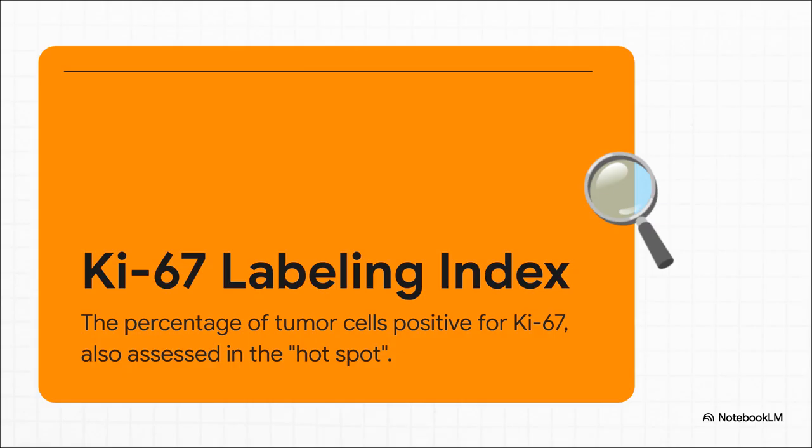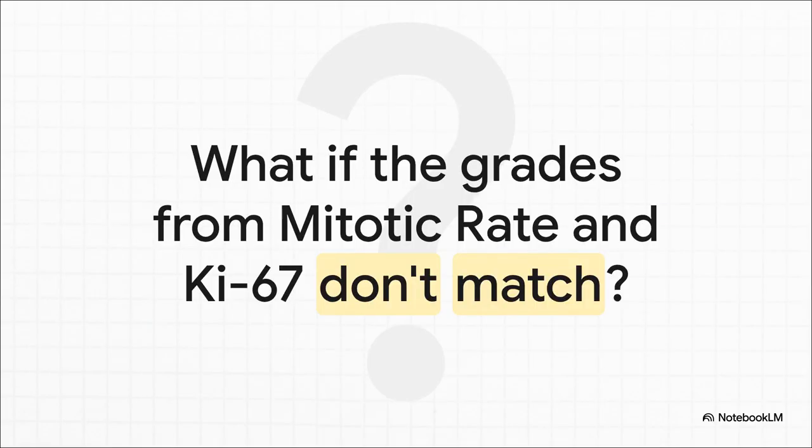that area. Okay, this brings us to a classic problem, and trust me, you are going to run into this. What do you do when your mitotic count says it's a grade 1, but your Ki-67 comes back hot, putting it in the grade 2 category? Which one wins? So what's the verdict?